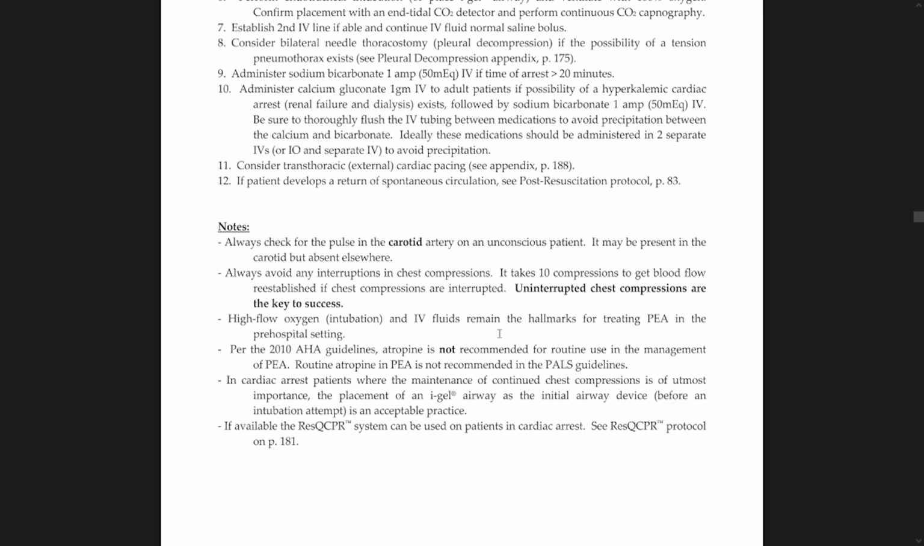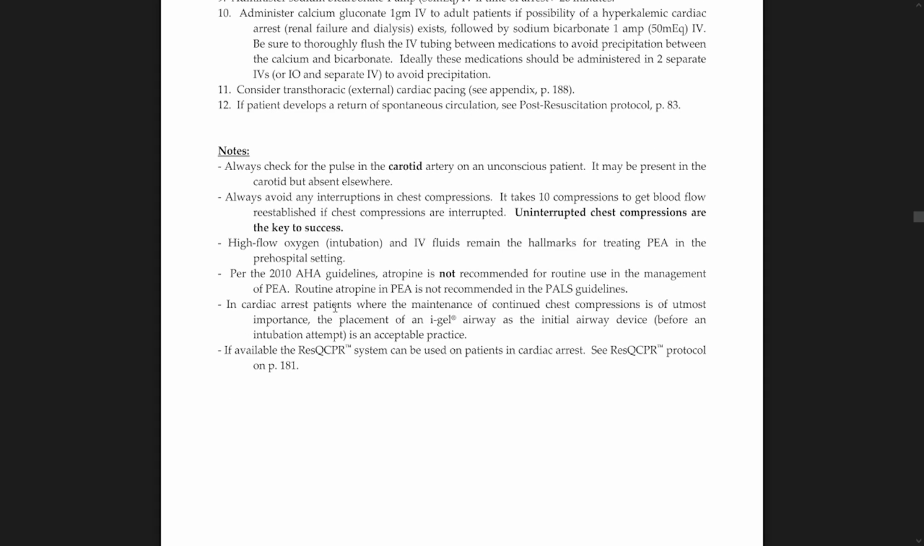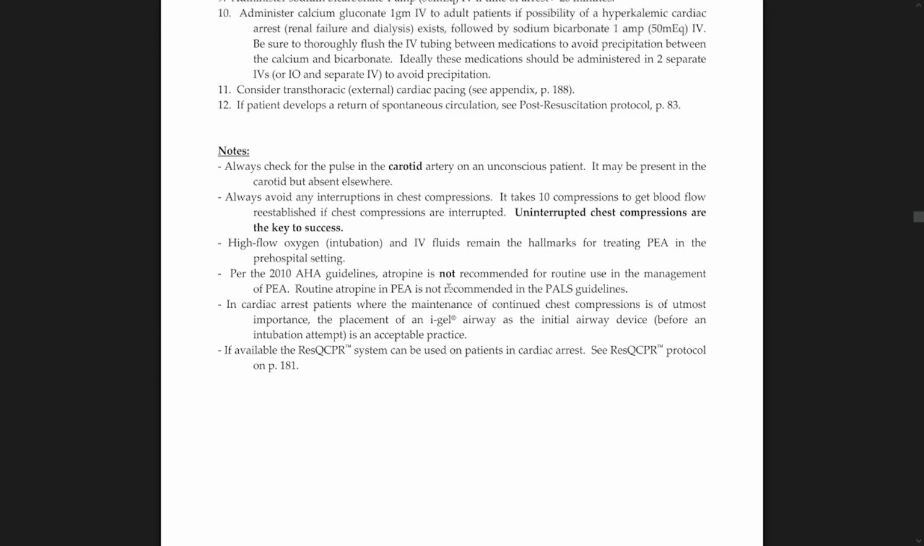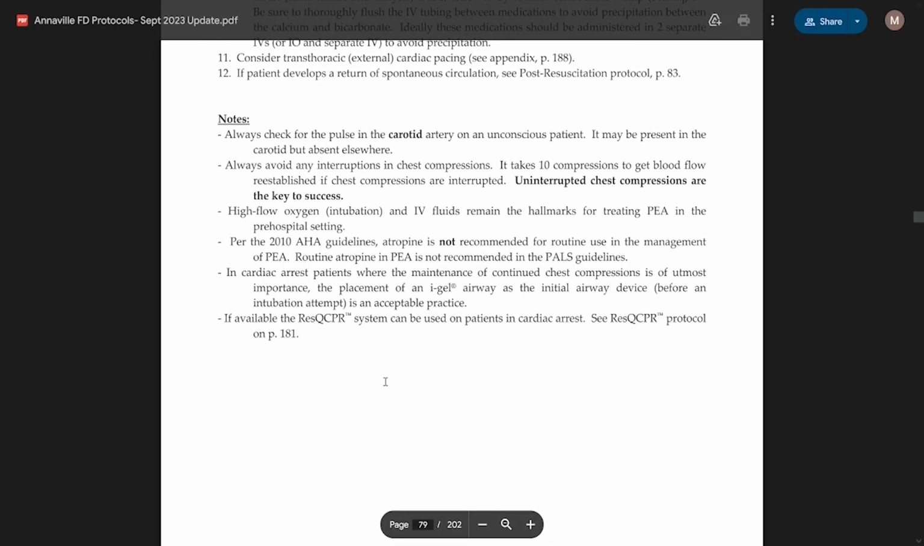High flow O2 via an intubation and IV fluids remain the hallmarks for treating PEA in the pre-hospital setting. Per the 2010 AHA guidelines, atropine is not recommended for routine use in management of PEA. Routine atropine in pulseless electrical activity is not recommended in the PALS guidelines. In cardiac arrest patients, where the maintenance of continued chest compressions is of utmost importance, the placement of an iGel airway as the initial airway device before an intubation attempt is an acceptable practice. If available, the rescue CPR system can be used on patients in cardiac arrest. See the rescue CPR protocol on page 181.